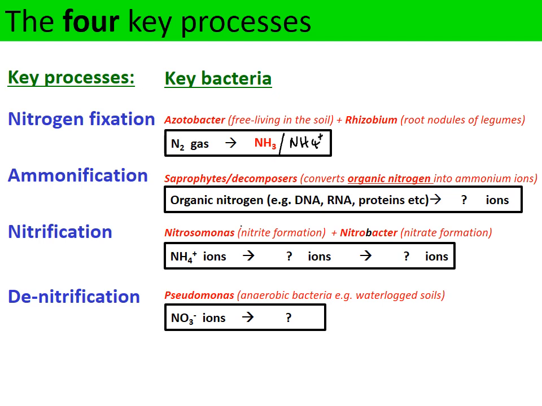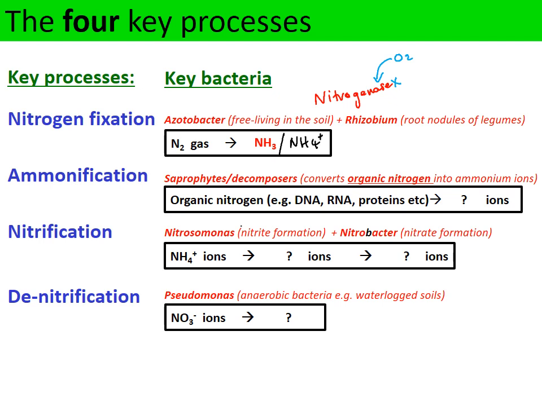So this is a reduction reaction. N2 gas gets reduced to ammonia or ammonium ions, and we know the enzyme inside these bacteria is called nitrogenase. So the nitrogenase enzyme catalyzes this reaction. Now this nitrogenase enzyme is actually very sensitive to oxygen. So if there's too much oxygen present, it can actually inhibit the enzyme.